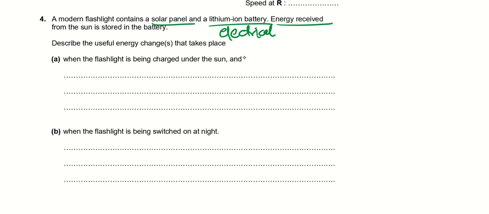Energy received from the sun is stored in the battery, right? So it's going to be stored as chemical potential energy. Describe the useful energy changes that take place when a flashlight is being charged under the sun. If it's charged under the sun, and of course the flashlight is not being used, it will be taking the sun's energy and storing it inside the lithium-ion battery as chemical potential energy. So how do I answer this?